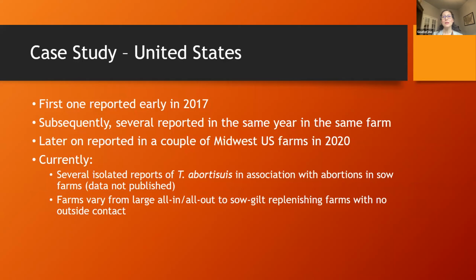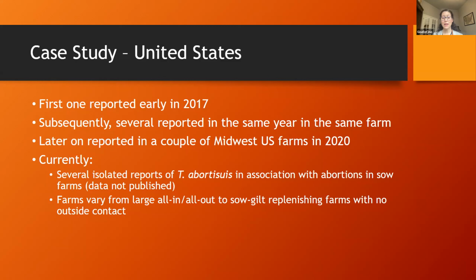So the case study in the United States is a series of 3 specific and different outbreaks. They started in 2017 and went all the way to 2020. These were in multiple sow farms. One of the biggest ones that was affected was a sow farm in the Midwest that had about 3,500 sows and about the same number of gilts. And the same farm was an all-in, all-out type of sow farm, sow gilt farm, using artificial insemination.